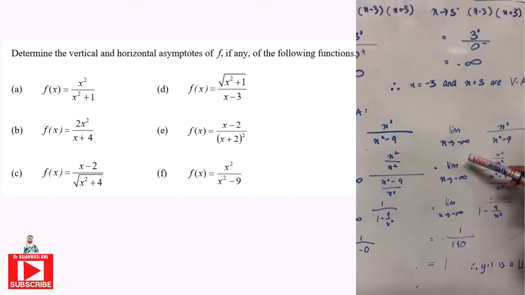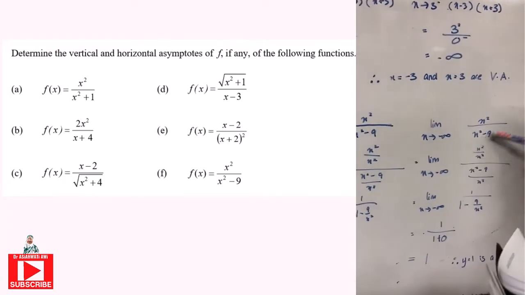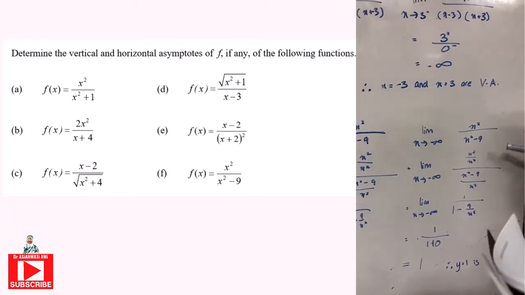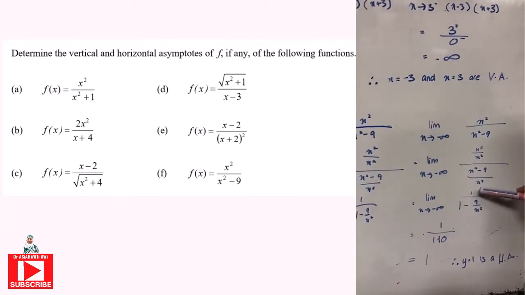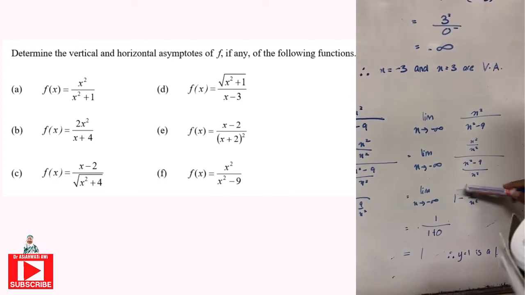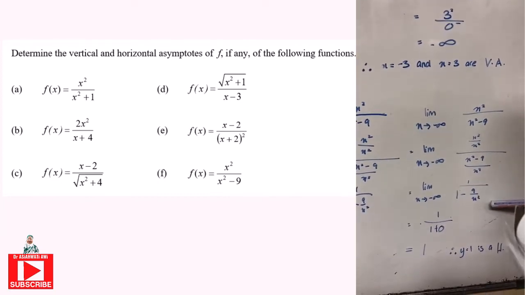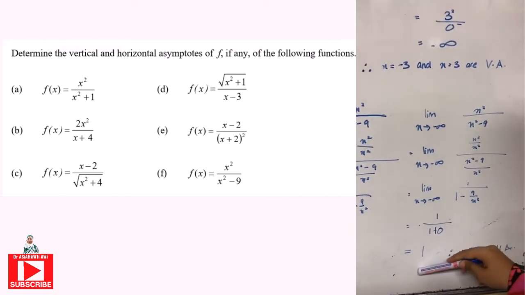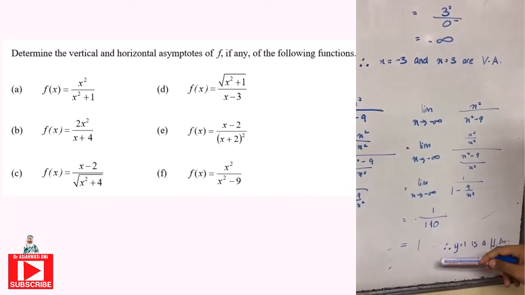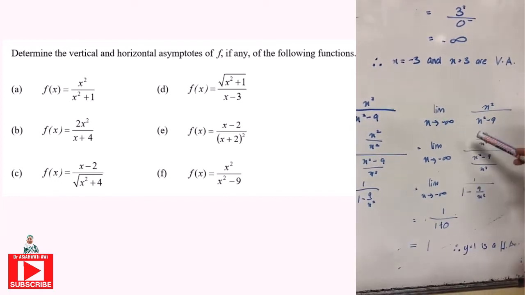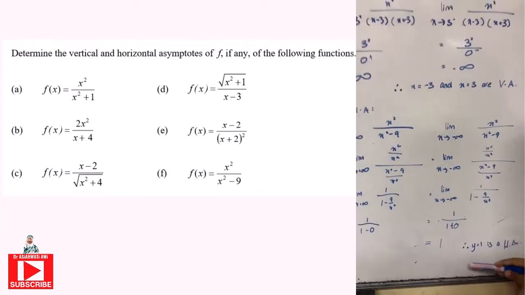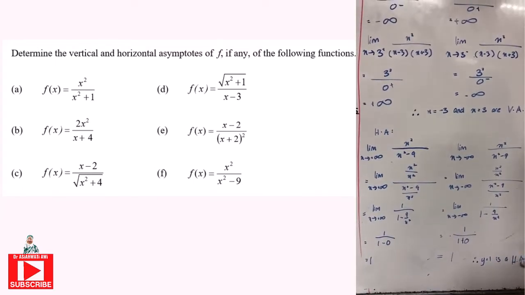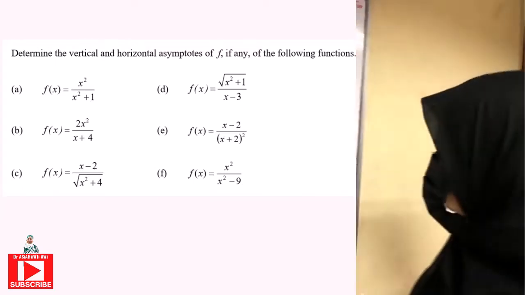Then for the limit as x approaches negative infinity, we do the same thing, dividing by the highest degree in the denominator, and we get 1 over 1 minus 9 over x squared. We substitute negative infinity, we get 1 over 1 plus 0, and the answer is 1. Since we get a value for the limit as x approaches infinity, y equals 1 is a horizontal asymptote.